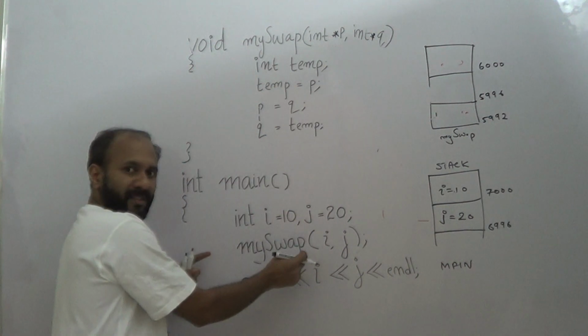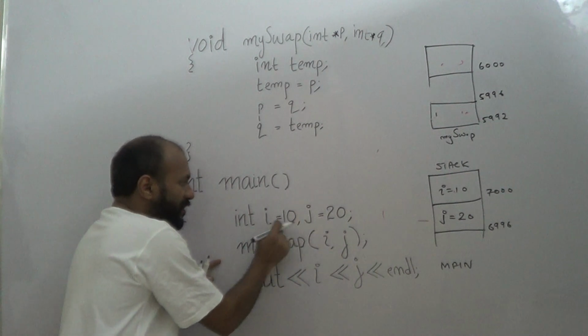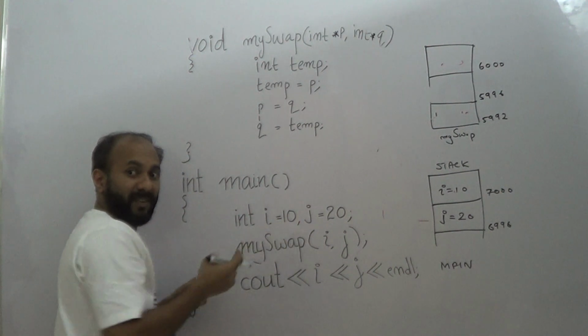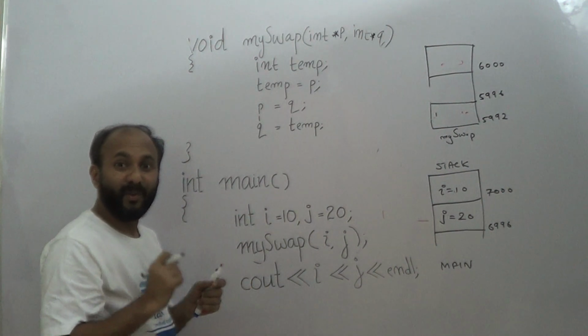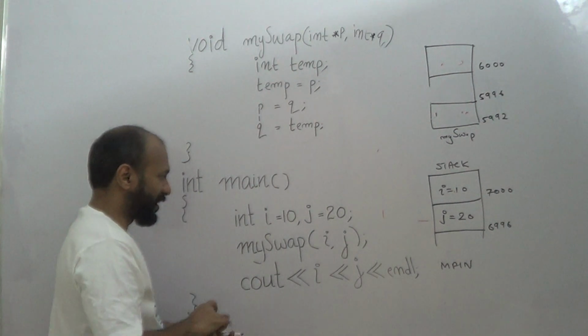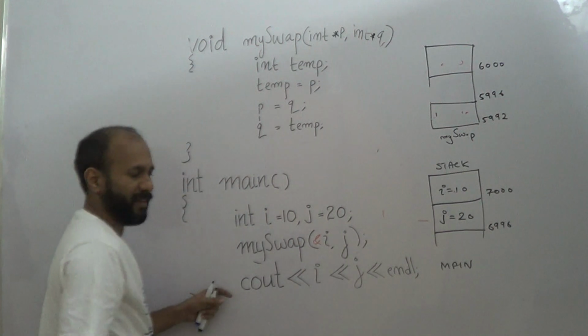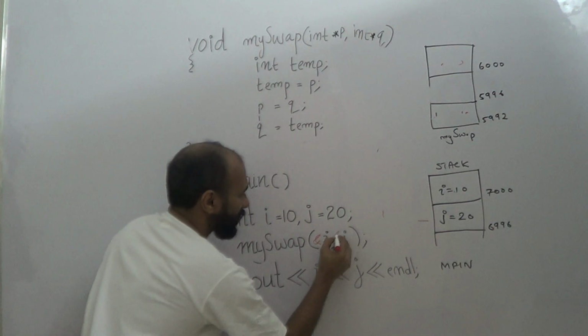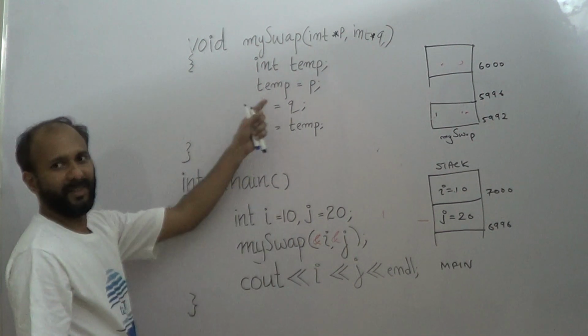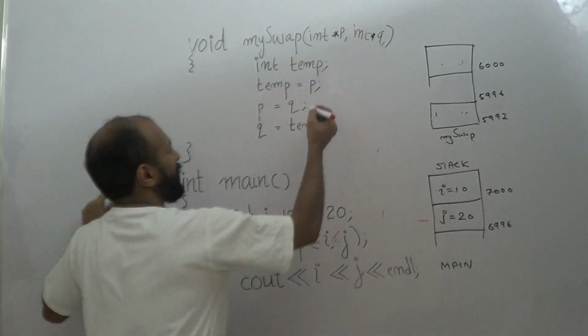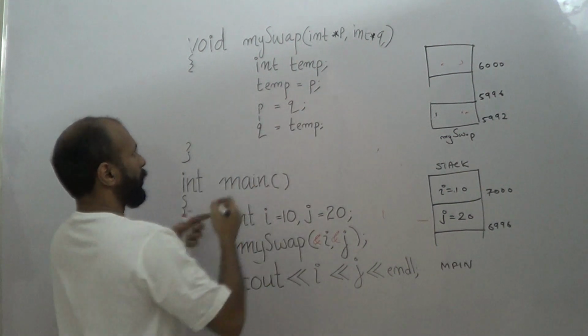Now here we are supposed to pass the address of the variable. Previously we were just passing the value. Now instead of the value, we are taking the address of the variable and passing it into the function. Here also we are taking the address of the variable and passing it into the function. Here also I am making some manipulation.